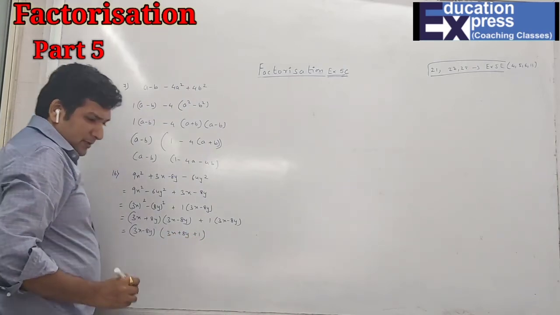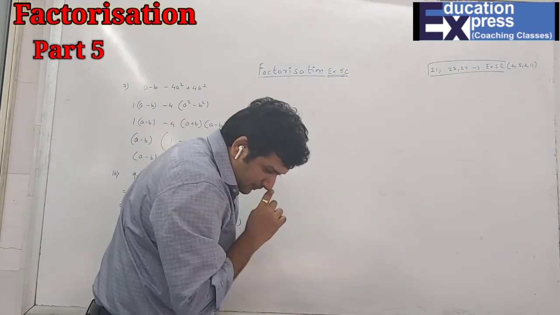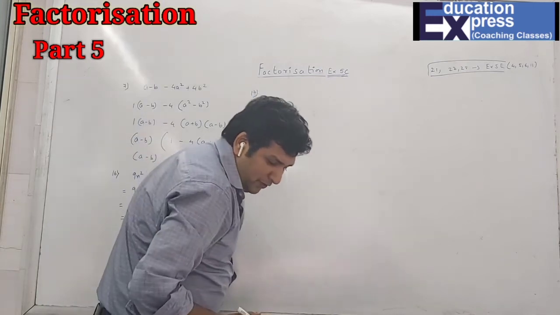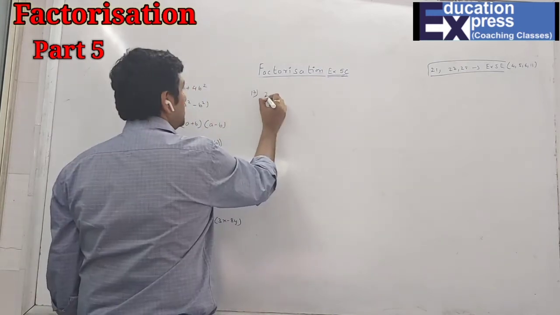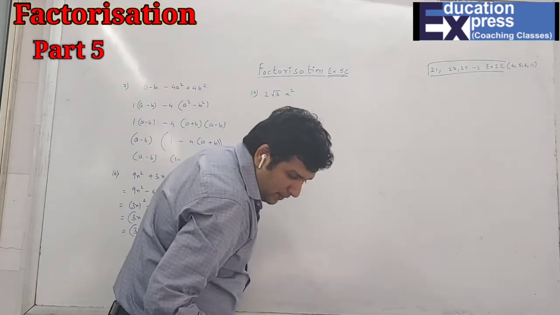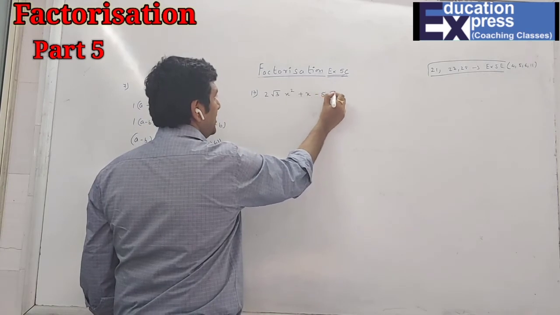Everyone, till 16 we have done. Now question number 17. Little different because there are roots. So 2 under root 3 x square plus x minus 5 under root 3.